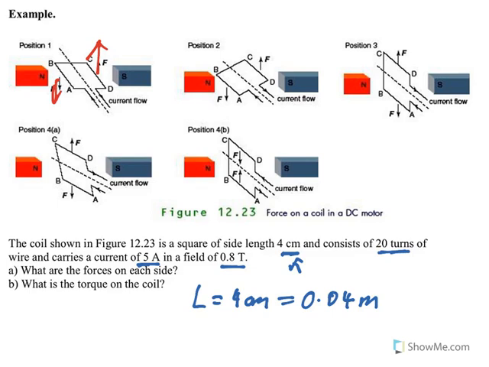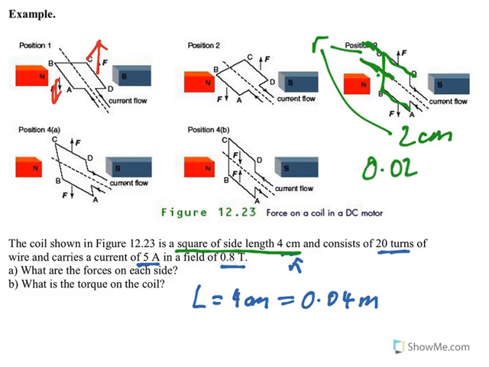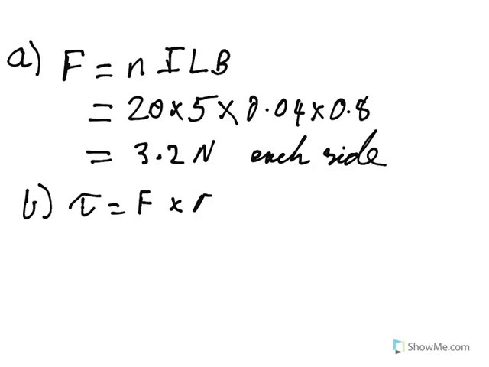Now when we go back and read the question, it says a square of side length 4 centimetres. So that's square, all those sides are 4 centimetres. So from here to here is our radius, and if that was 4 centimetres for the whole side, the radius then would be 2 centimetres from the middle, because rotating about the middle here, which of course is 0.02 metres. Alright, so that looks simple enough.